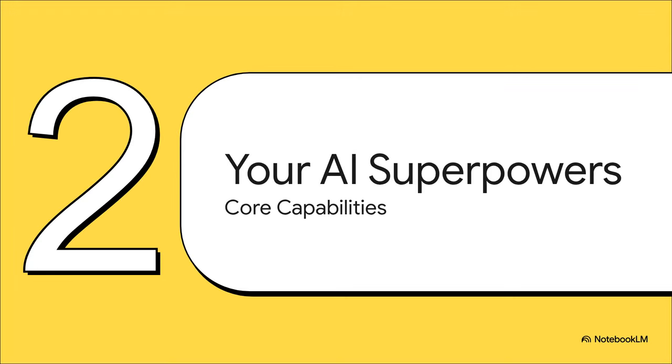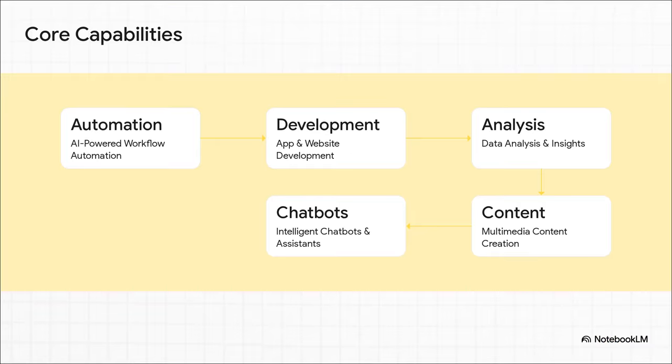All right, let's get into the fun stuff. What can you actually do with this thing? Let's look at the core features that basically give you AI superpowers. Okay, let's run through these. First up, AI-powered automation. Think about automatically generating those tedious weekly reports. Then you've got full-on app and website development. Imagine building a new internal tool for your team with just a few sentences.